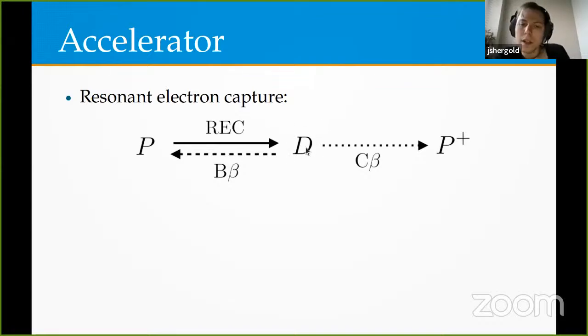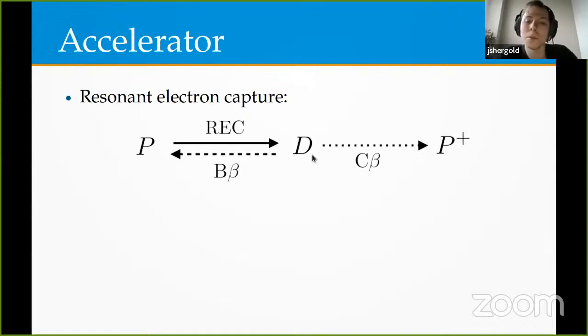Seems easy enough. However, this daughter state is itself unstable. Parent state P is stable, daughter state D is unstable. It can decay back to the parent state through bound beta decay, or it can continuously beta decay to some state P+. Which means that eventually you build up enough daughter states on your beam that the decay rate back to parent states is equal to the number of neutrino captures producing daughter states. So your signal eventually stagnates.